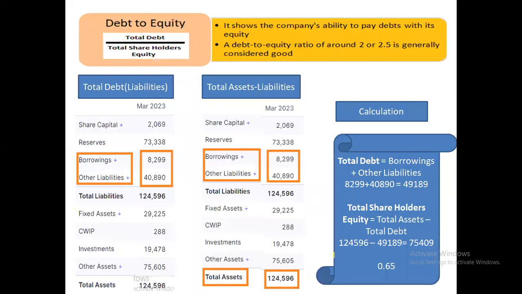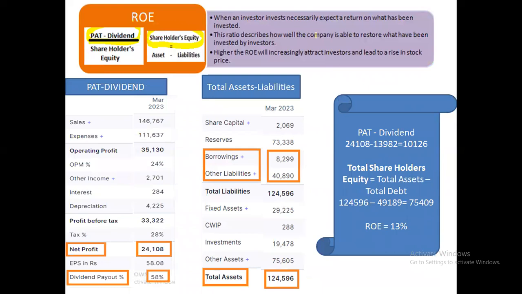Here in return on equity, you should understand that when an investor invests, he necessarily expects a return on what has been invested. For example, if an investor is investing 100 rupees, he is interested in understanding where that 100 rupees is being invested. Whether it is being invested in assets, or in paying loans or debts or whatever. So they are very much interested in where exactly my investment is earning. And this ratio describes how well the company is able to restore what has been invested. So this will give you the insight.